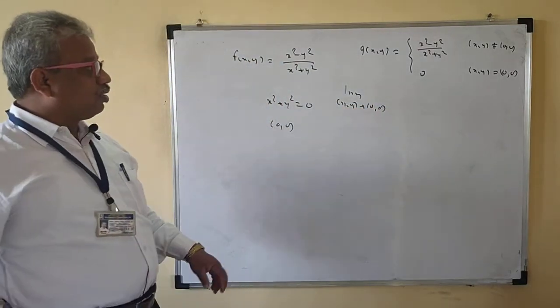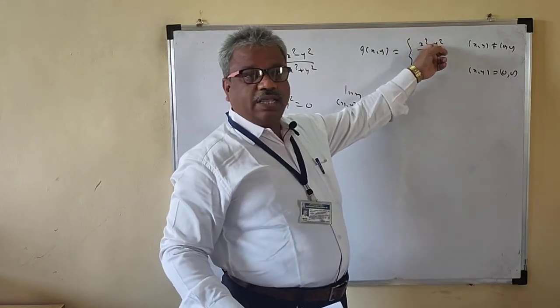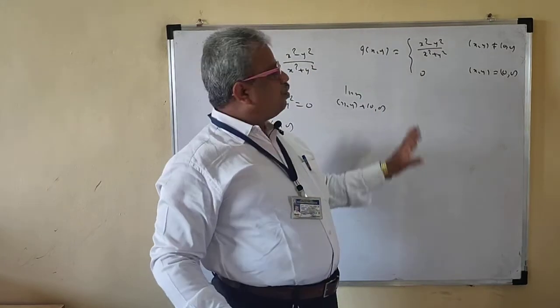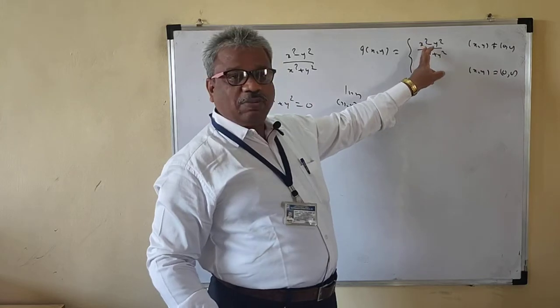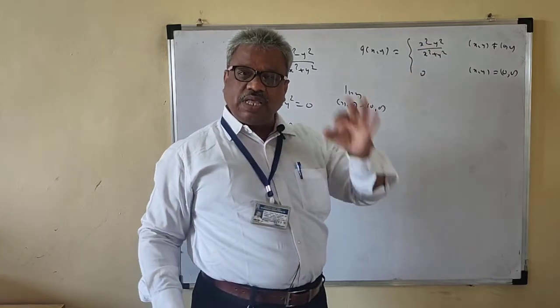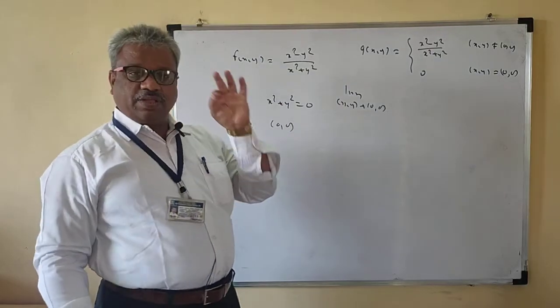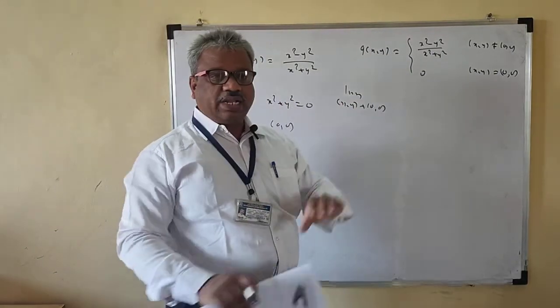The degree of each term is the same, so y = mx plays the important role here. If you put y = mx, the x² gets cancelled and the limit will be (1 − m²)/(1 + m²). That means the limit depends on m, so the limit does not exist, and if the limit does not exist, then the function will not be continuous. So this is not continuous at (0,0).